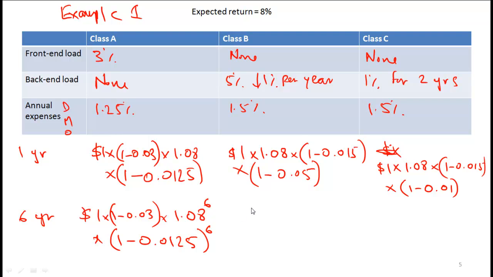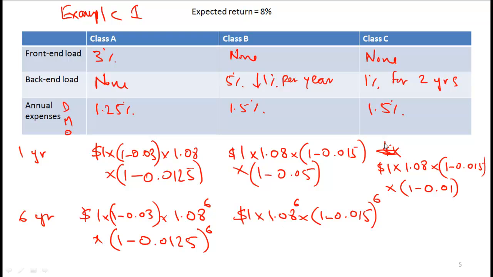If you invest in class B shares, the good thing is there is no fee involved here, because you have gone to 6 years. So the $1 now grows at 8% for 6 years, and the only charge you have is the 1.5%. So you multiply this by 1 minus 0.015, to the power of 6. So that will give you your answer.